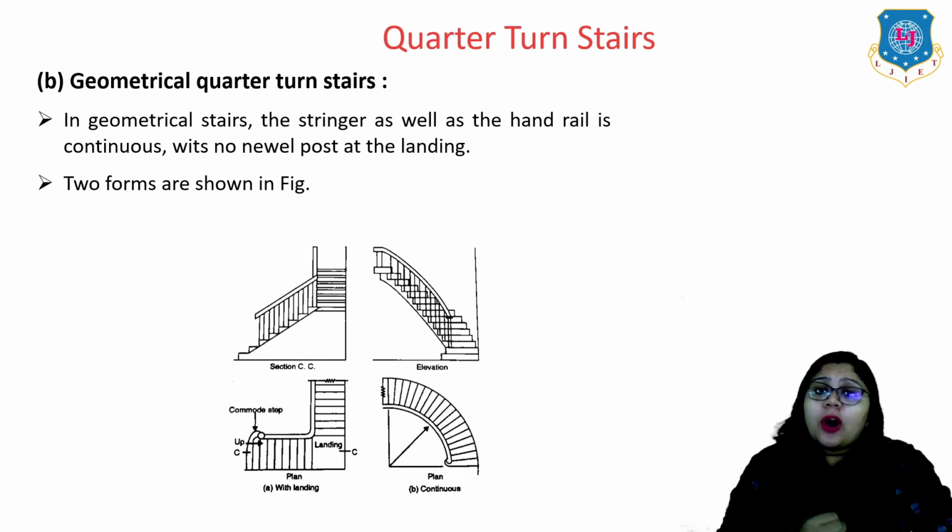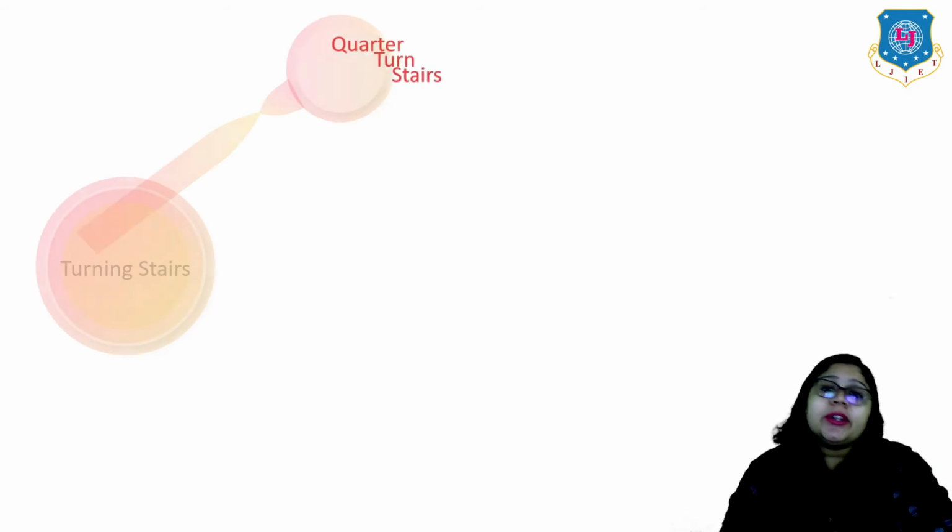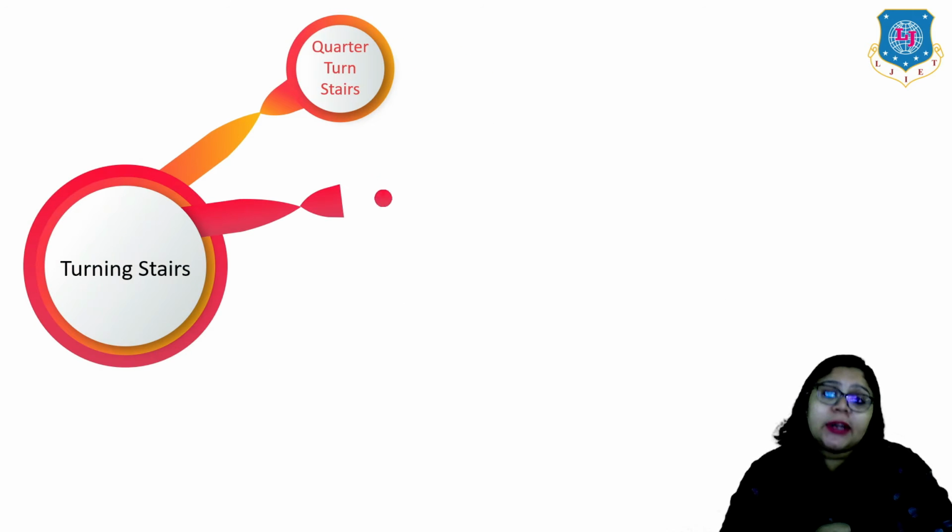Now the second type of quarter turn stair is the geometrical quarter turn stairs. In geometrical stairs, the stringer as well as the handrail is continuous with no newel post at the landing. Two forms are shown in the figure, where either a landing is there or a simple curve is there with no landing in between. That is how it is defined.